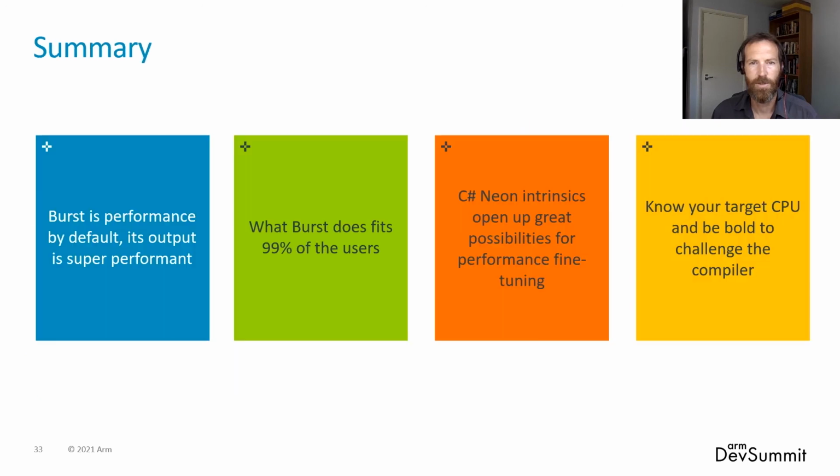So, to summarize, Burst is performance by default, easy to turn on for sections of your code, and it gives a big speed up with a lot of auto-vectorization. For 99% of users, this is all that's needed. But if you need to squeeze out more on Android, you now have C# Neon Intrinsics. Here you can fine-tune performance and get even better results.